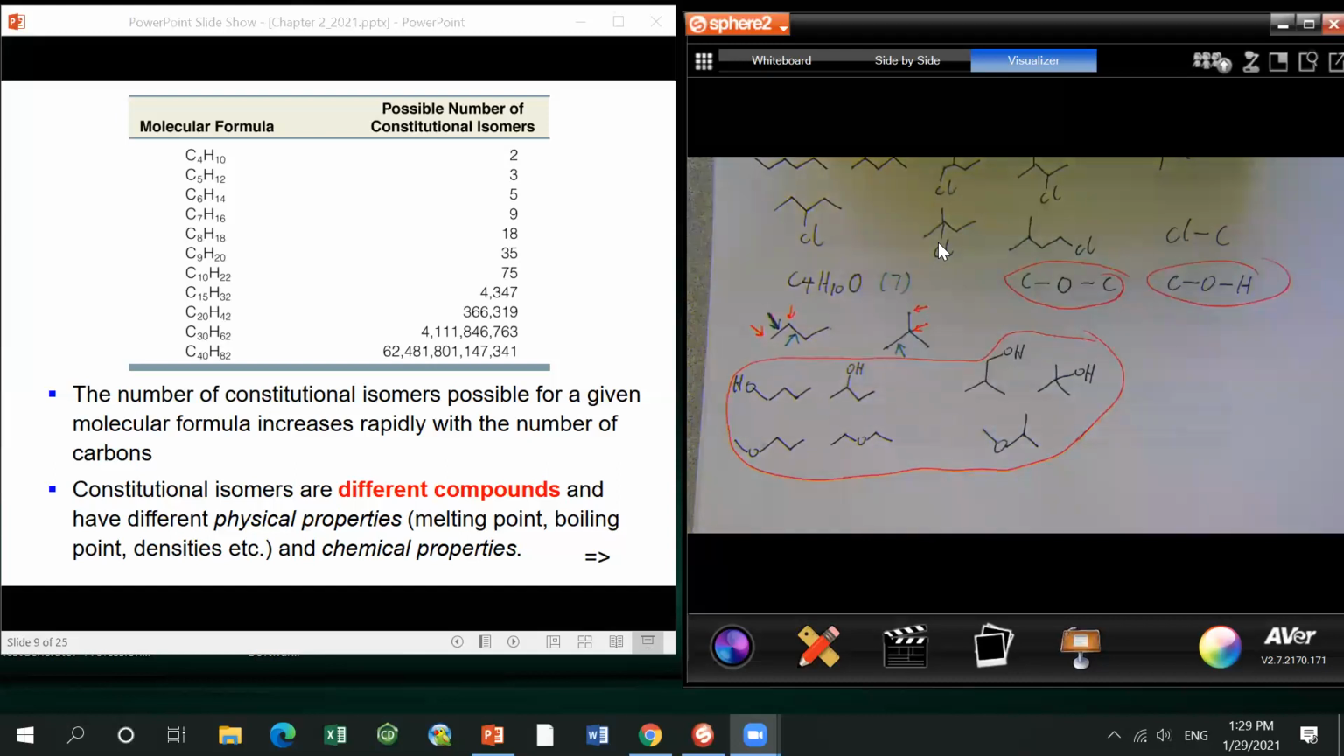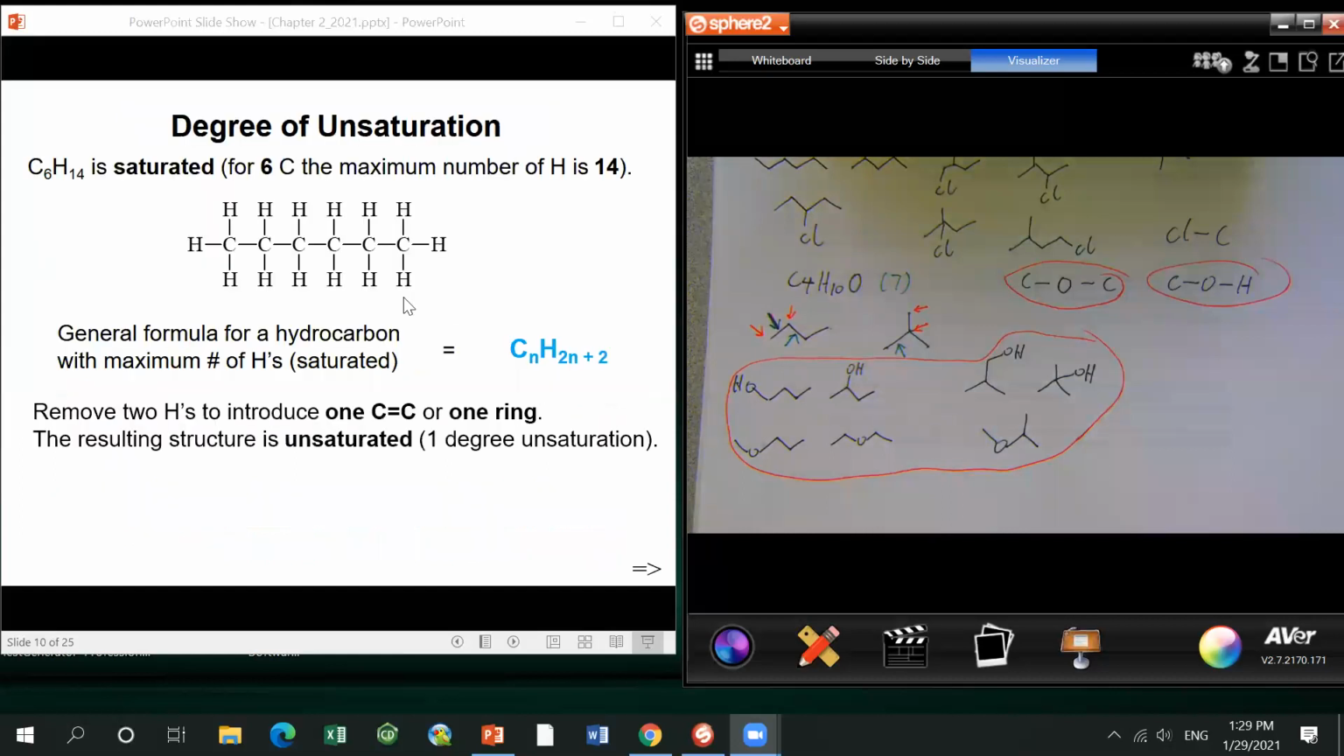If you think that's already hard, even harder is coming. Here all the molecules have only single bonds, no ring, no double bond or triple bond. But in reality, a lot of organic molecules have double bonds, ring structures or triple bonds, and that involves a concept called saturation. The molecules we've learned so far are called saturated molecules. That means all the carbons have the maximum number of hydrogens attached to them. C6H14 is one example.